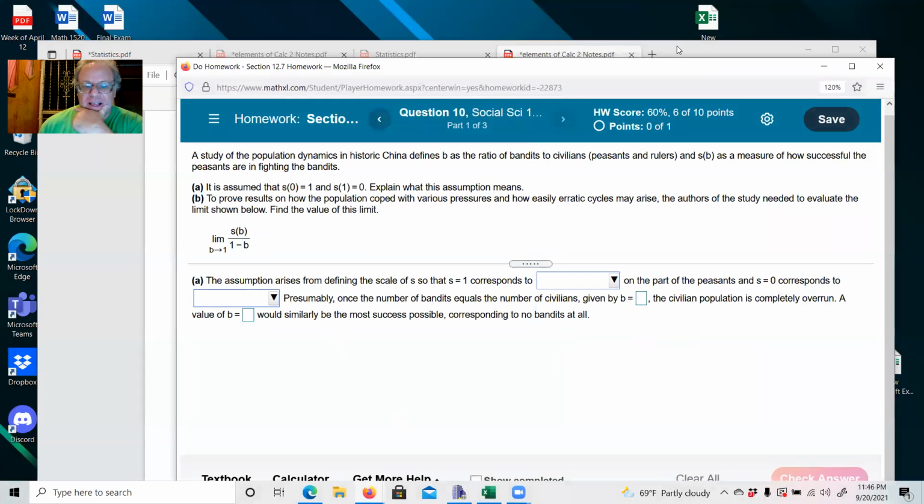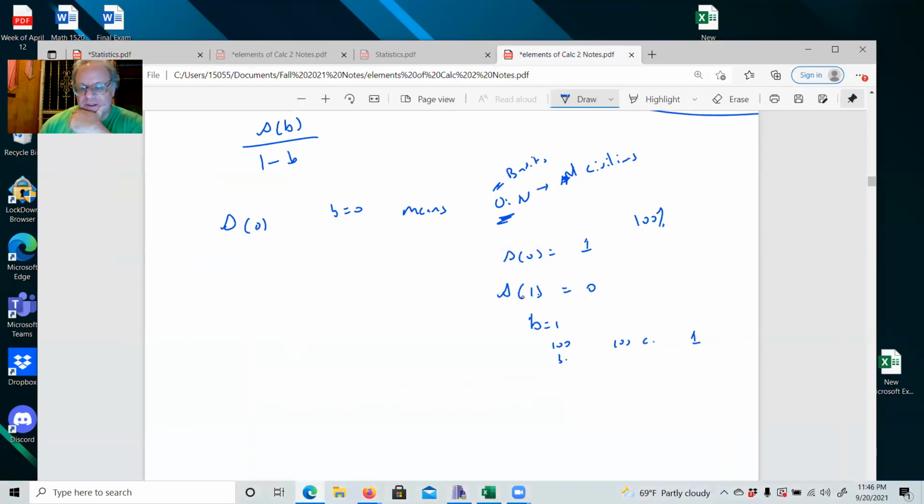So S of 1 equals 0 means civilians are 0% effective in fighting off bandits. Okay, so there we go.